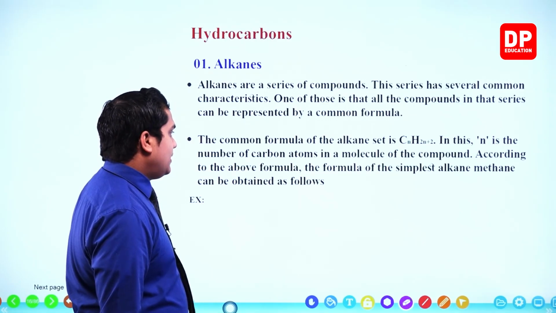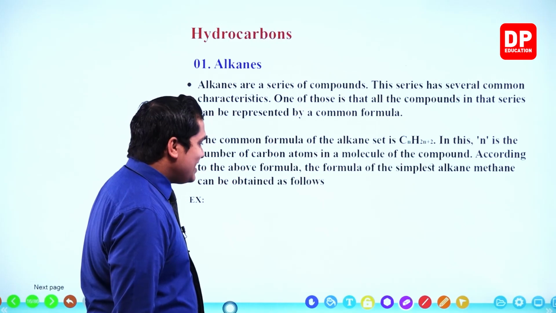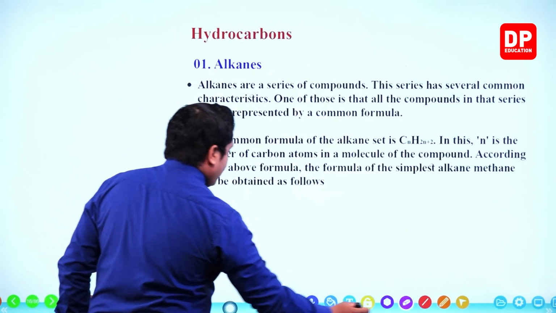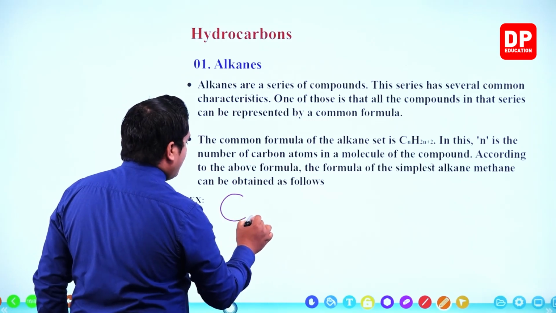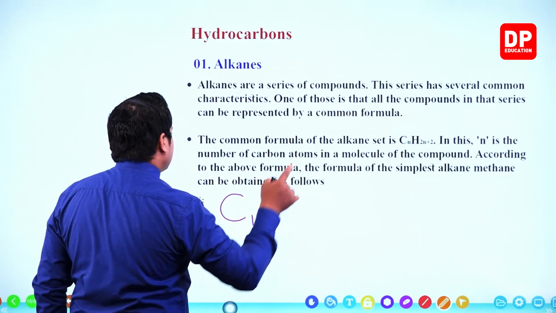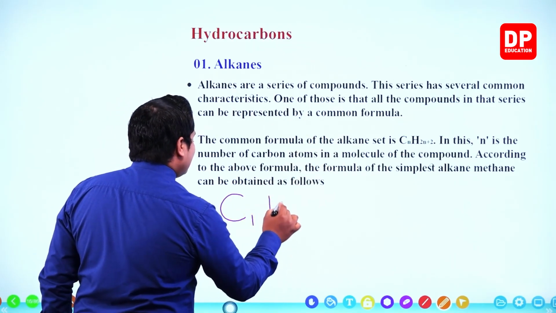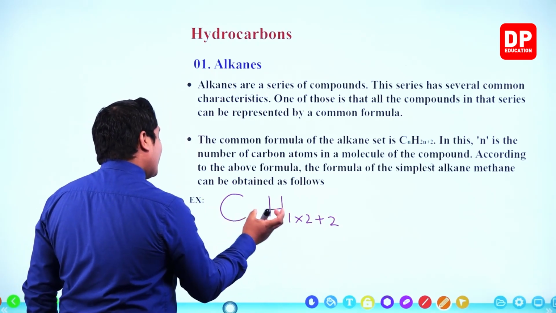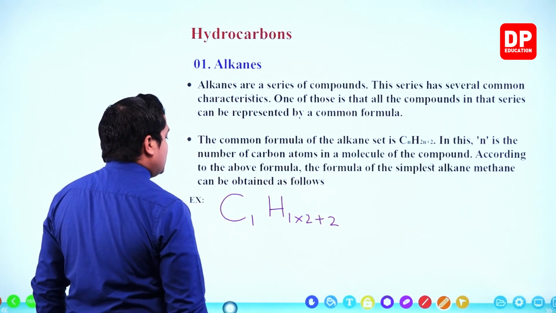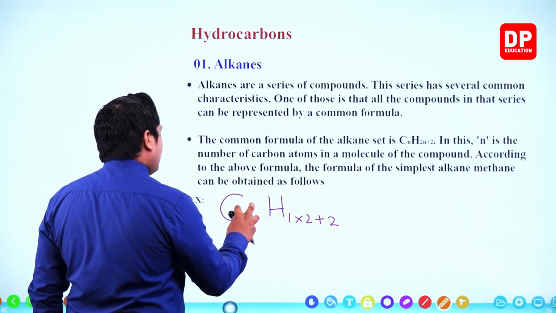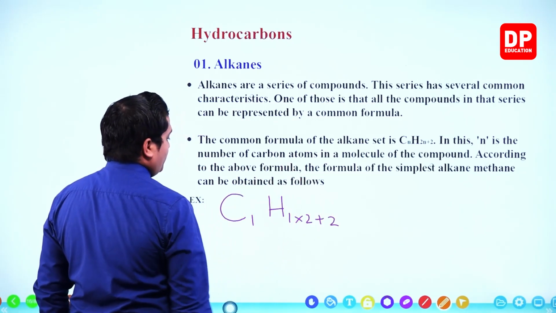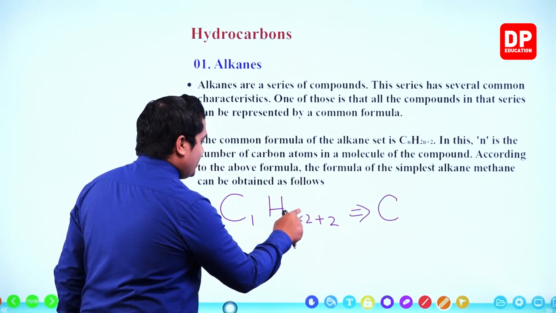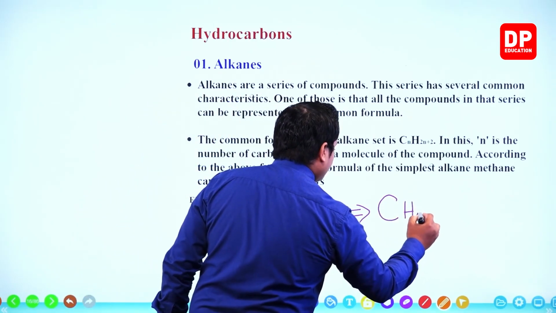In this, n is the number of carbon atoms in a molecule of the compound. According to the above formula, the formula of the simplest alkane, methane, can be obtained as follows. Within methane there is only one carbon atom. So, carbon is 1. Let's find out the number of hydrogen atoms according to that formula. Hydrogen is equal to 1 times 2 plus 2. Always 2 greater than twice the number of carbon atoms. So, to find the number of hydrogen atoms, you multiply the number of carbon atoms by 2 and add 2. 1 times 2 is 2, 2 plus 2 is equal to 4. So, CH4.